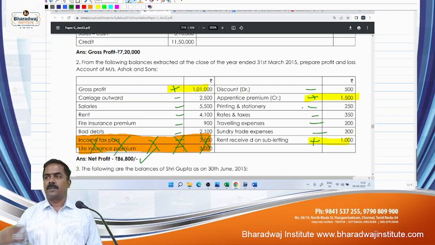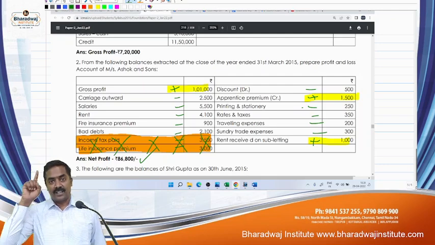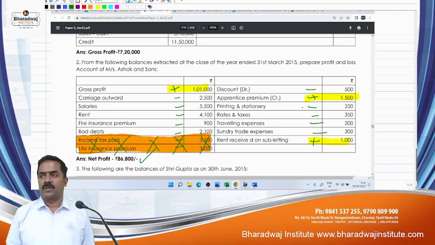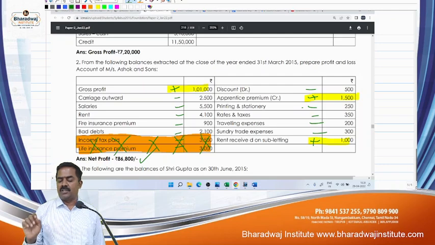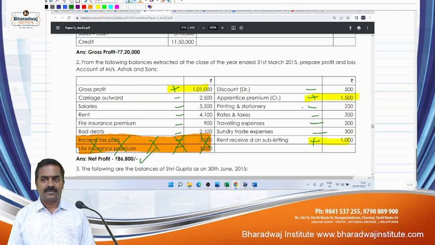Payment of income tax is a personal obligation of the proprietor. Life insurance premium also is a personal obligation of the proprietor that should be reduced from capital, not charged in the P&L account. Are you getting 86,800 now? Yes.